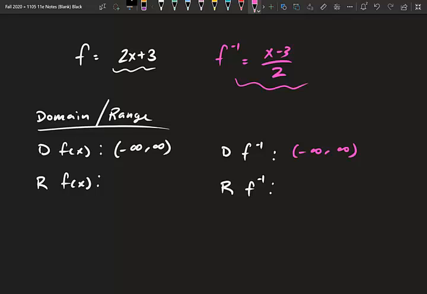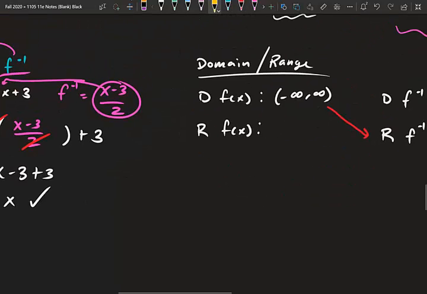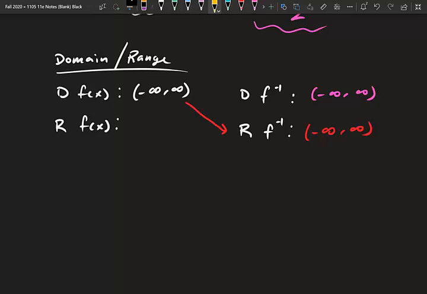And since we know inverse is just opposite, the range of the inverse is negative infinity to positive infinity, and the range of the function is negative infinity to positive infinity. That's not a good example because everything's infinity, but that's how we find them. We just switch them. The next example is a perfect example on how to find the domain with an inverse.